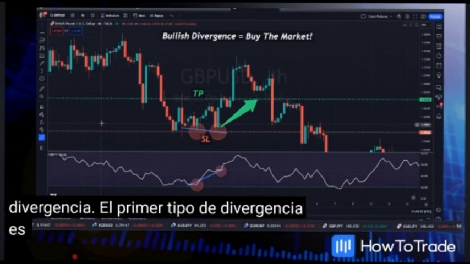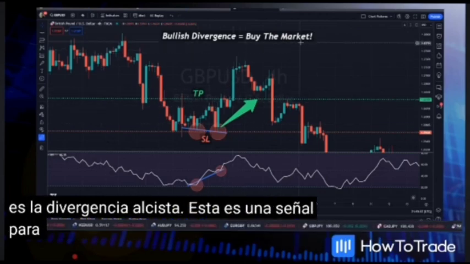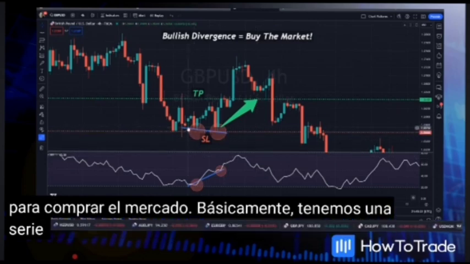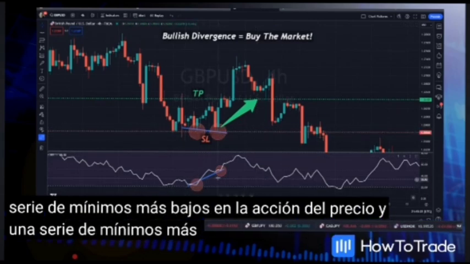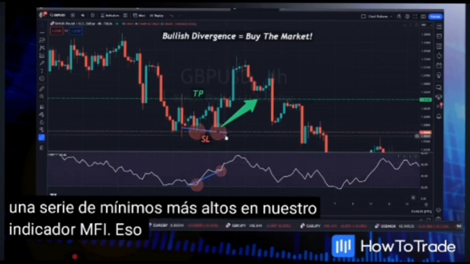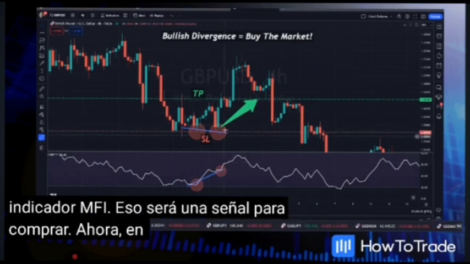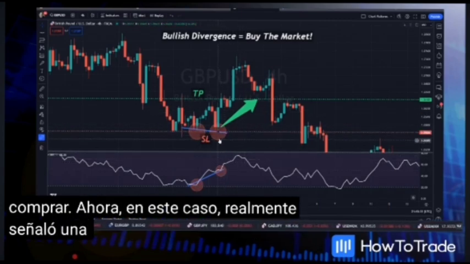The first type of divergence is bullish divergence. This is a signal to buy the market. Essentially, we have a series of lower lows in price action and a series of higher lows in our MFI indicator. That's going to be a signal to buy.